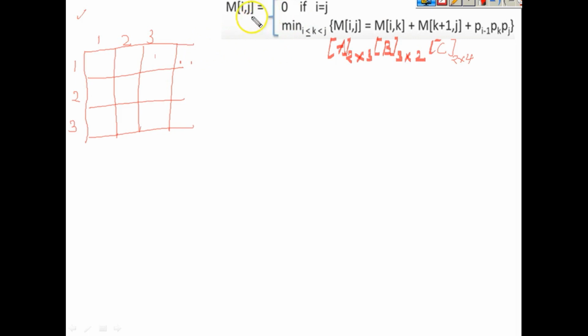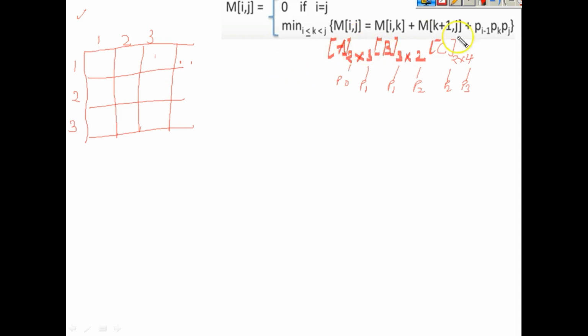To see how we can use this formula, let's say we need to multiply these three matrices A, B and C of this given dimension. In the formula we are using values like p[i-1], p[k], so this is p0, this is p1, this is p1, p2, p2 and p3.